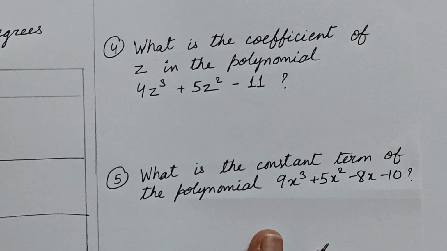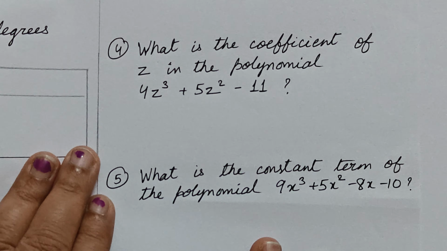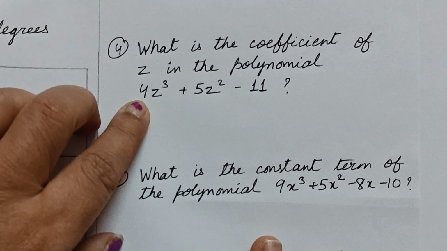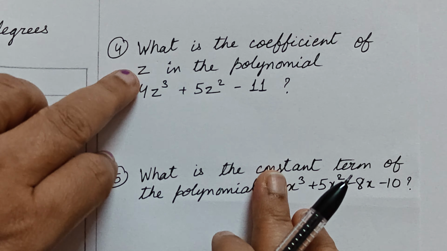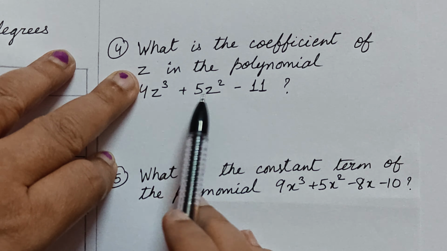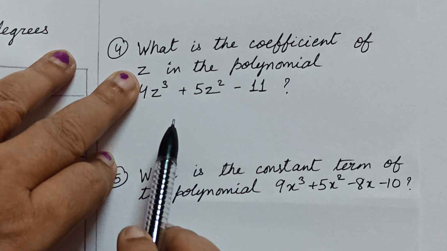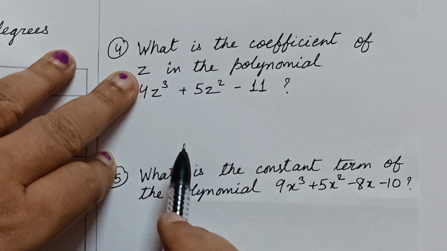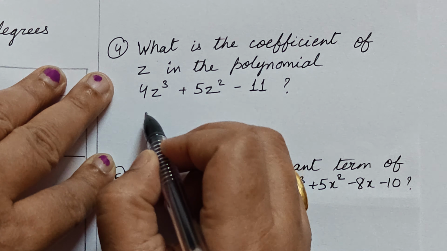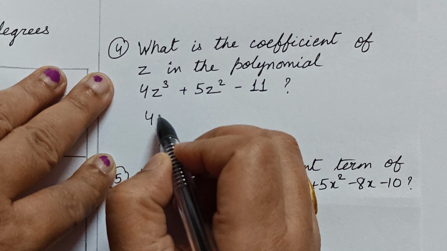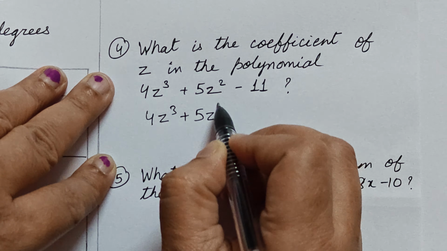That is, what is the coefficient of z in the polynomial 4z cube plus 5z square minus 11? Z. But we cannot see z here. We can see z cube, we can see z square, but no z is written here. But we can write how? Let us write first in z form also. Okay, that means 4z cube plus 5z square.